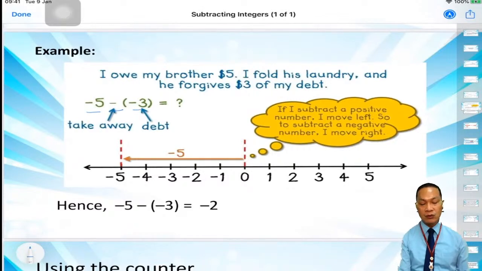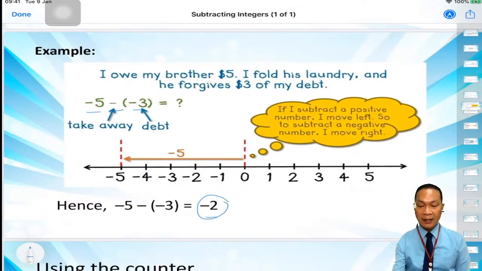So we have to take away negative 3 from negative 5. So the answer is negative 2. Negative 5 take away the debt, which is negative 3, the answer is negative 2. So therefore, I owe $3 because I folded the laundry of my brother.